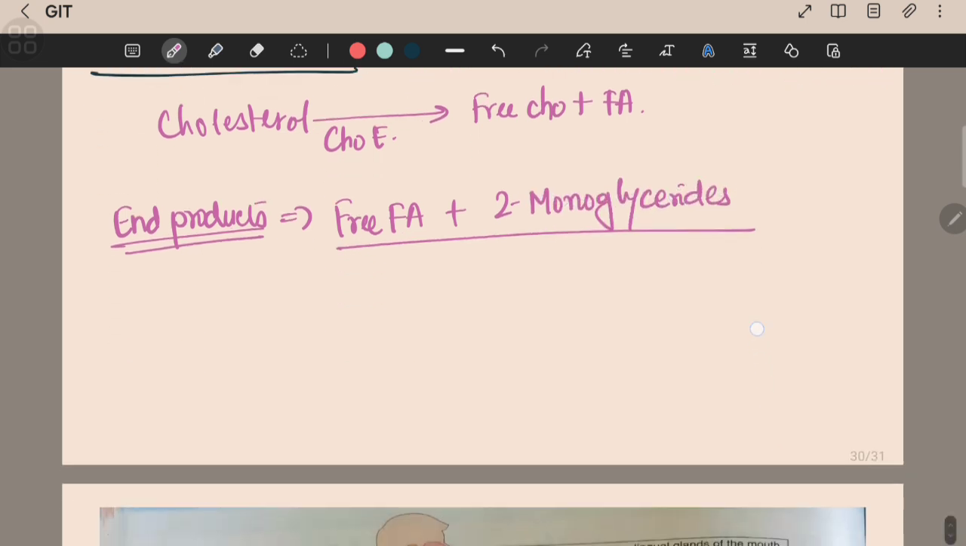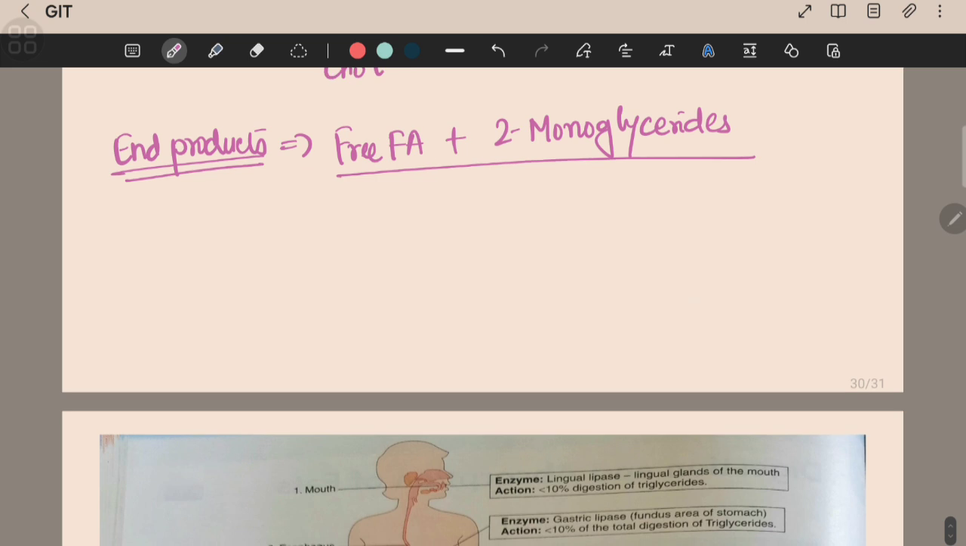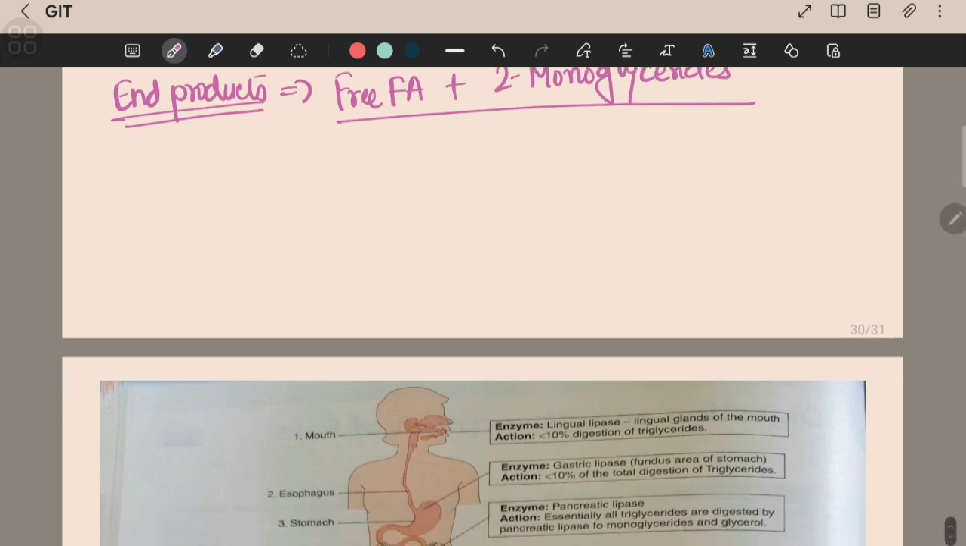Now see the importance of bile salts. They will form something called micelles. There will be formation of micelles. Now the products of digestion, monoglyceride and long chain fatty acids: these free fatty acids mainly include the long chain fatty acids.